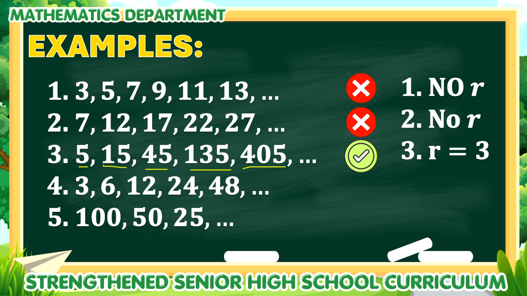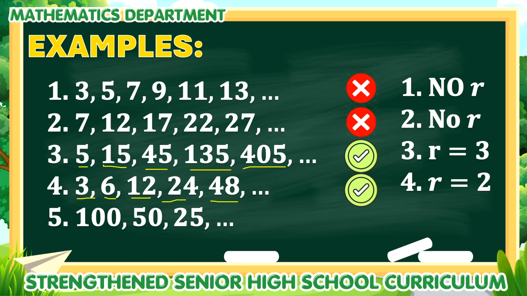We follow the same steps with number 4. By inspection, we obtain our terms by multiplying the previous term by 2. For example, 3 times 2 is equal to 6, 6 times 2 is equal to 12, 12 times 2 is equal to 24, and 24 times 2 is equal to 48. Since we are multiplying by the same number to determine our next term, this is an example of a geometric sequence, and our value of r here is equal to 2.